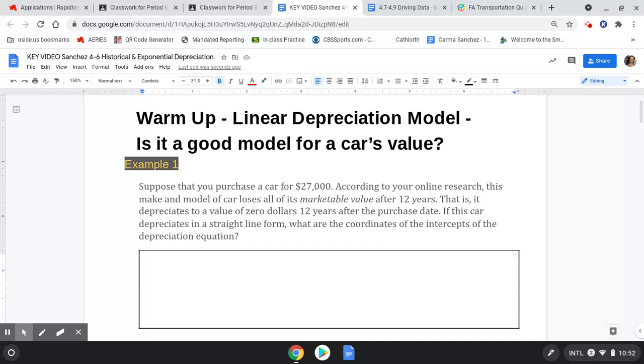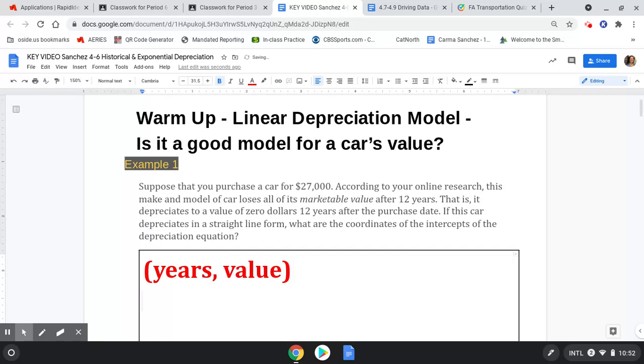So remember, the intercepts are going to represent the starting value in year 0, how much it started at, and then they're going to represent the ending value after 12 years, how the value has gone to 0. So our coordinate is representing the number of years the car has been owned and the value of the vehicle.